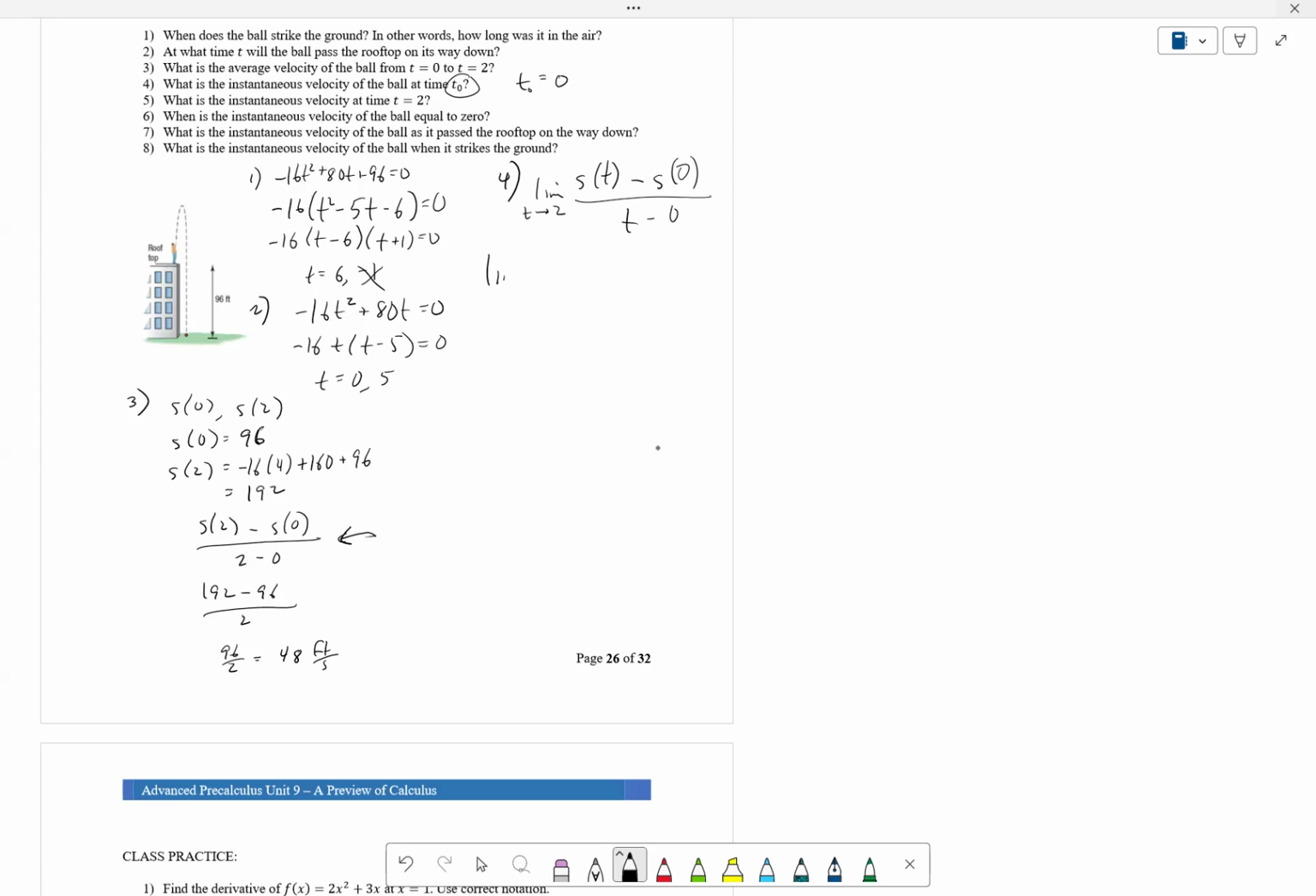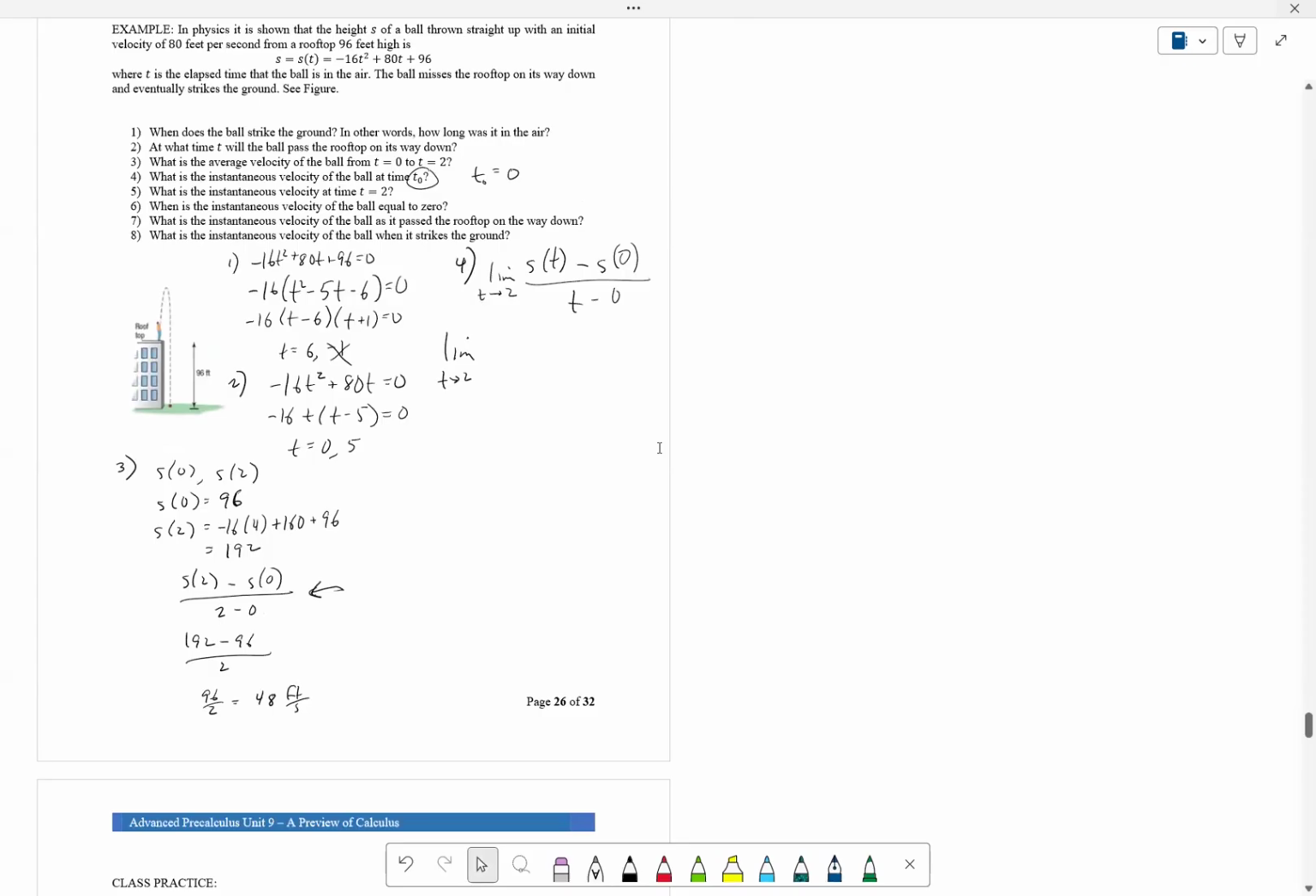So from here we have the limit as t goes to 2 of s of t, which is that guy, negative 16t squared plus 80t plus 96 minus the height at 0, which is 96. Did I do something wrong? 0. Thank you for keeping it consistent. As t is approaching 0, find the instantaneous rate of change at the initial time. In other words, when the ball, is this the ball? Yeah. When the ball left the hand.